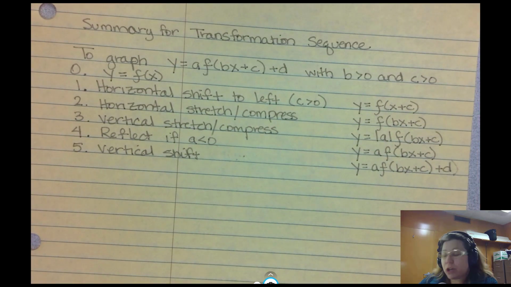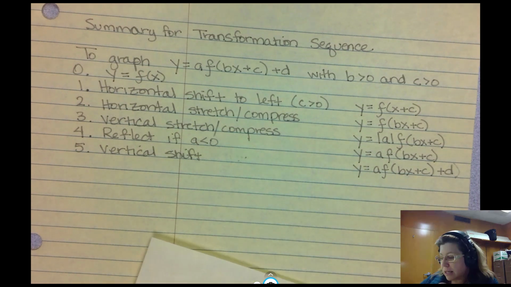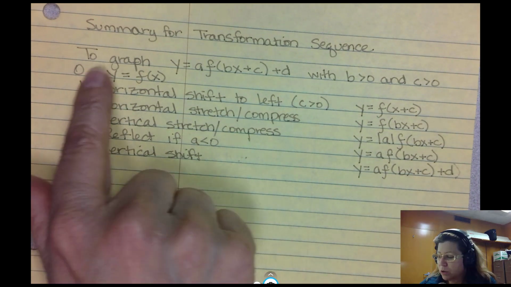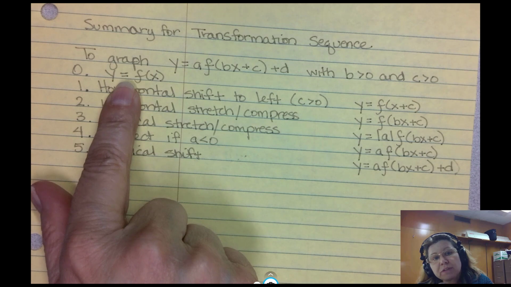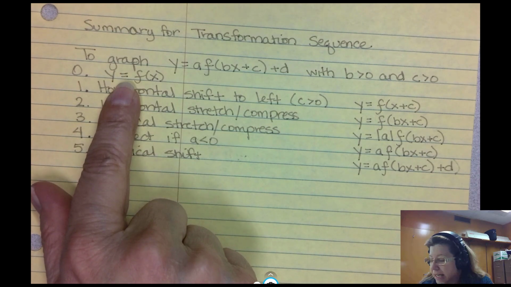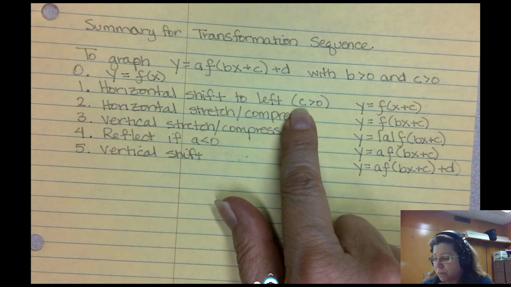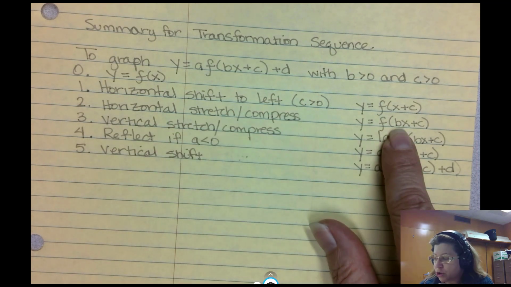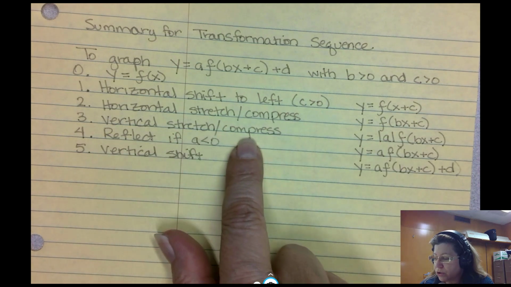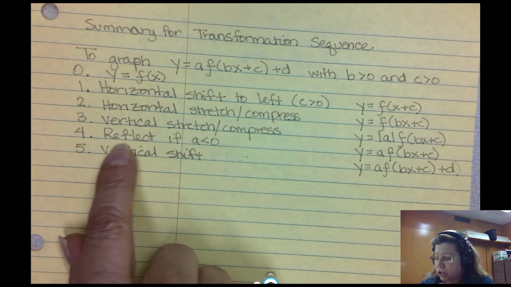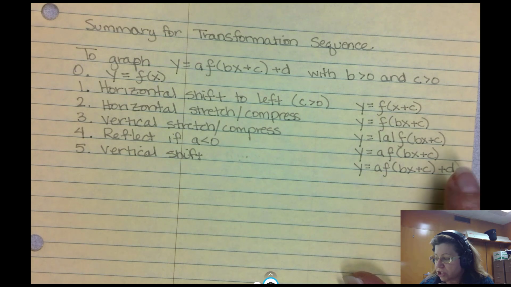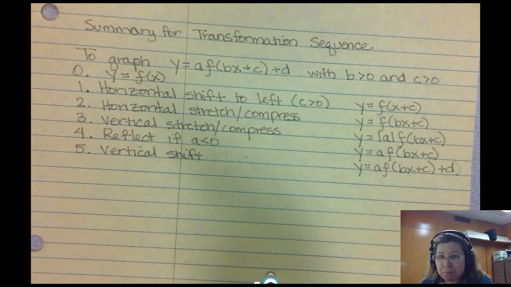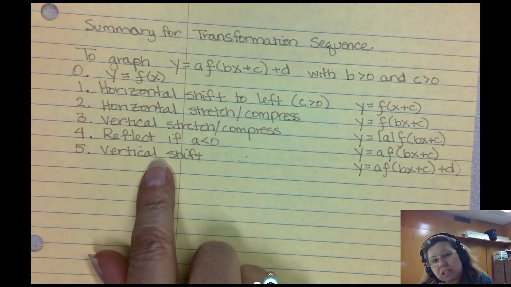To summarize how you would do a transformation sequence, here's what you do. You have this goofy function. It looks like crazy stuff, but first things first, figure out your original function and go ahead and graph it. Next, you're going to deal with your horizontal shift, your C value. Then your horizontal stretch and compression, that's your B value. Then your vertical stretch, which is your A value. Then you're going to reflect it just if you have a negative A value. And then you're going to do your vertical shift, which is your D value. So in order, C, B, A, then D, and any reflections in there before you get to the D. But you always do your vertical shift last.